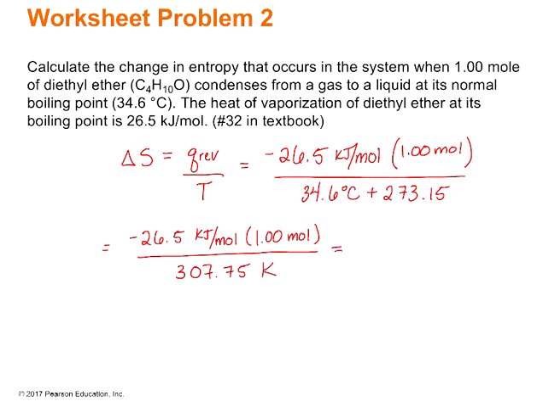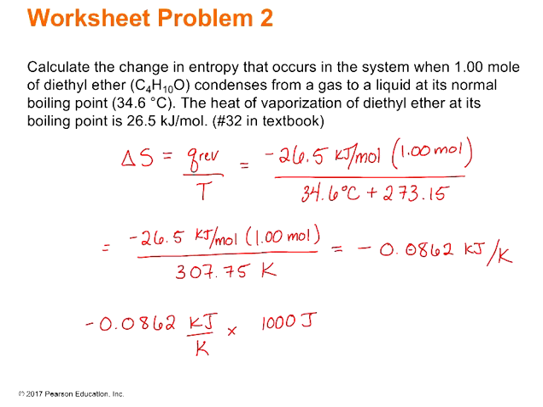And then if we plug that in, we get a value of negative 0.0862 kilojoules per Kelvin. Now again, remember that typical units for entropy are joules per Kelvin. So let's take that value and we need to multiply it by 1,000 to get to joules. So our final change in entropy for this system is negative 86.2 joules per Kelvin.